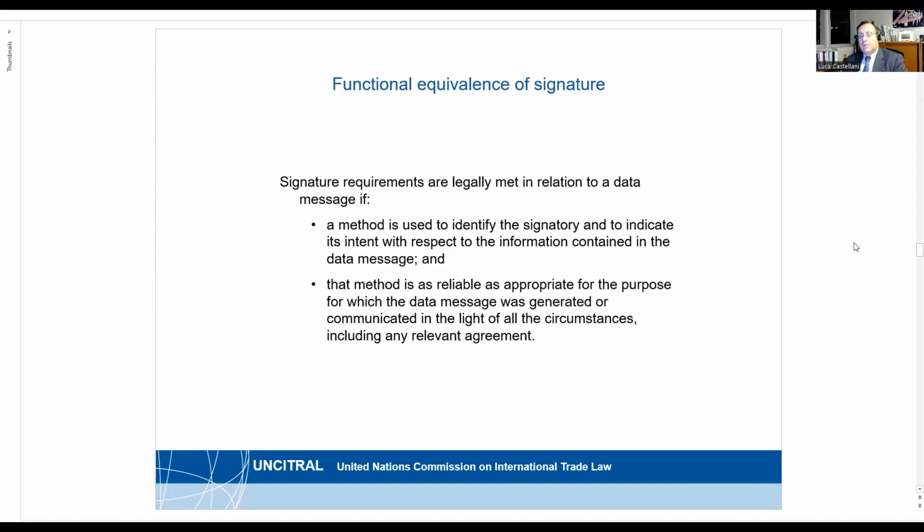And this issue of the reliability of the method is now used for all trust services, and we will see it in more detail.